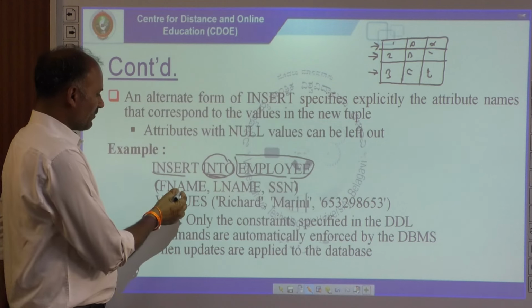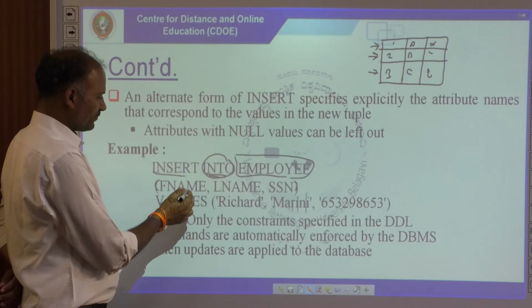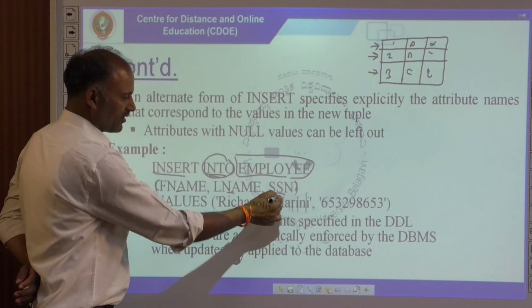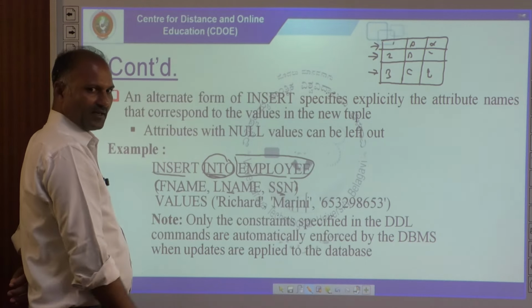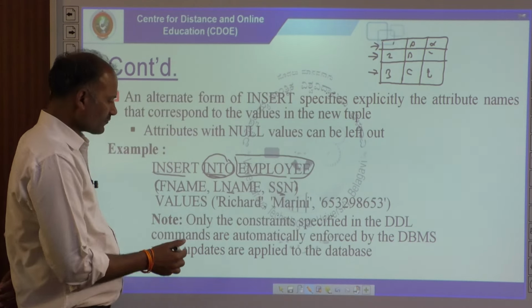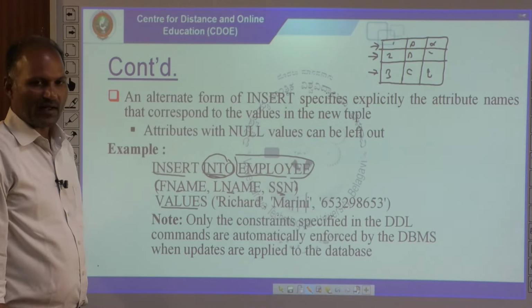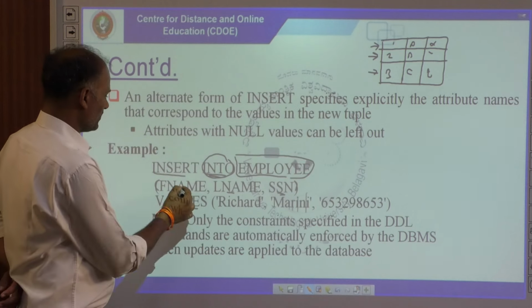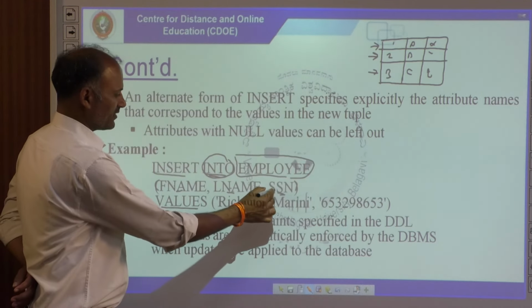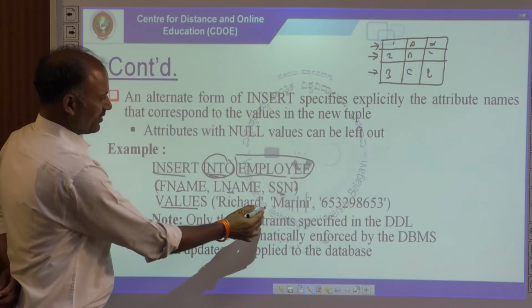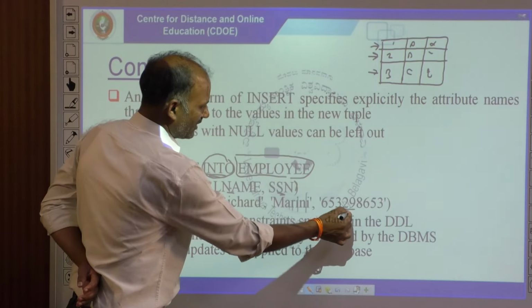So, here I am just passing the values for first name, last name and SSN, to which we are inserting the data. Now, next is the values. What are the values that you are going to pass to these fields, first name, last name and SSN? So, here Richard, Martin and this is the number that you are going to pass.